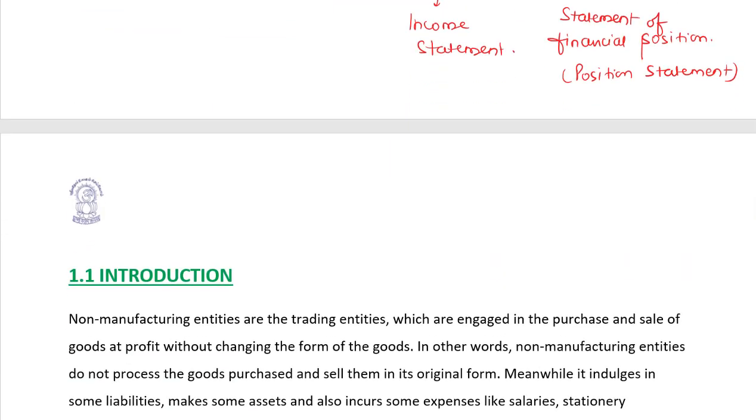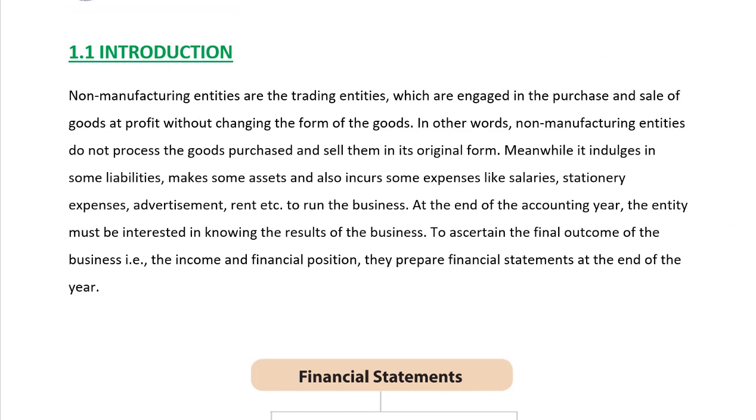Let us move ahead. Introduction. Non-manufacturing entities are the trading entities which are engaged in the purchase and sale of goods for profit without changing the form of the goods. This means they do not buy raw material, convert it into finished goods and sell further. They just purchase finished goods and sell them further. In other words, they do not process the goods purchased and sell them in the original form.